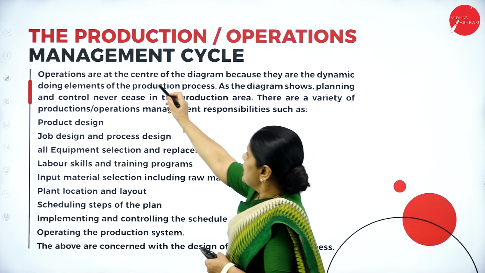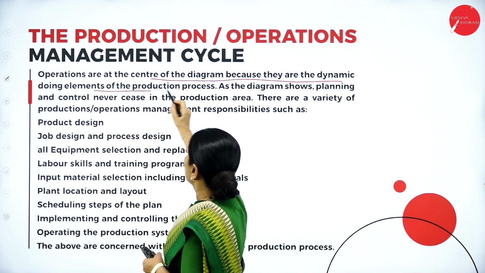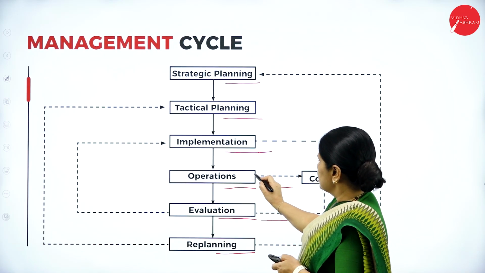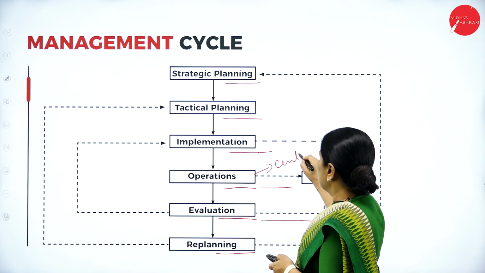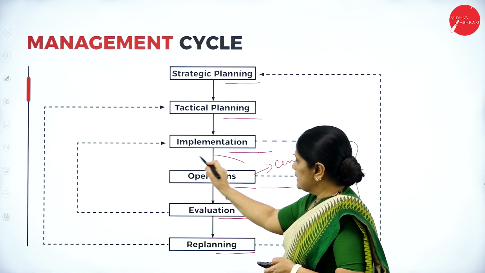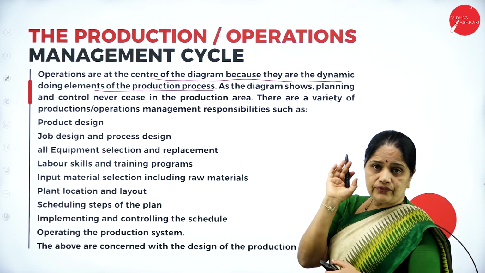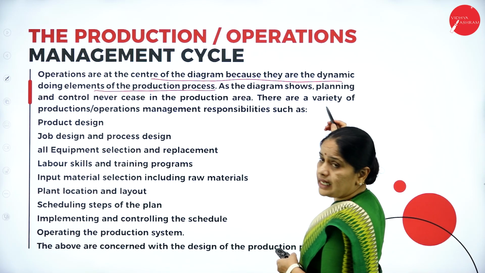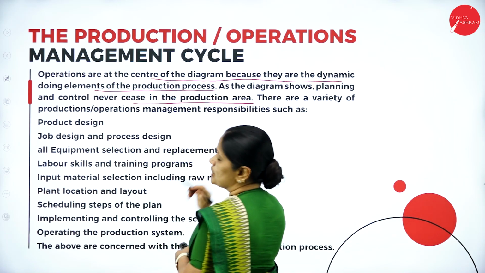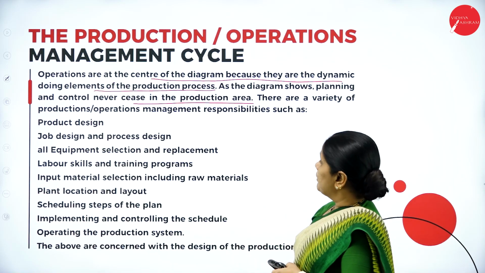Operations are the center of the diagram because they are the dynamic doing elements of the production process. If you can see here, this is the center. They are the dynamic elements, and the entire production process goes on in these operations only. So they are the center of the production process. As the diagram shows, the planning and control never cease in the production area. Wherever there is planning and control, it keeps on going in the production area.